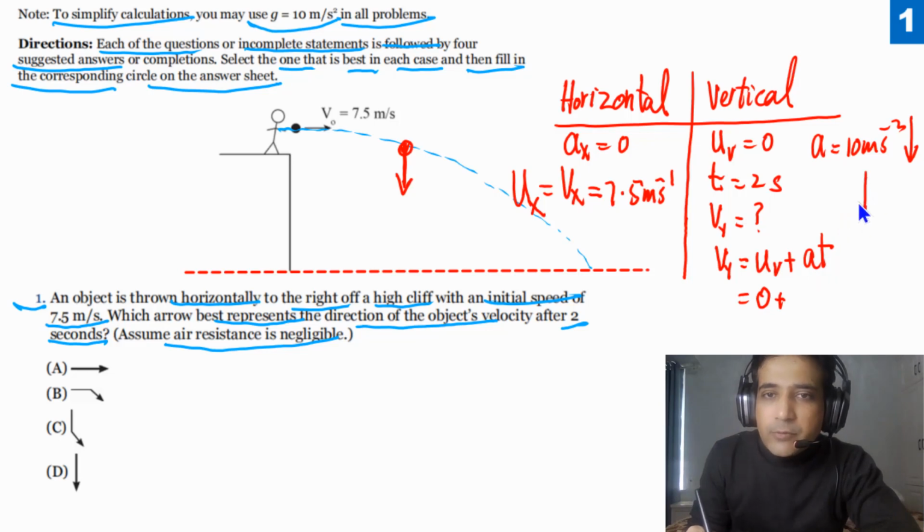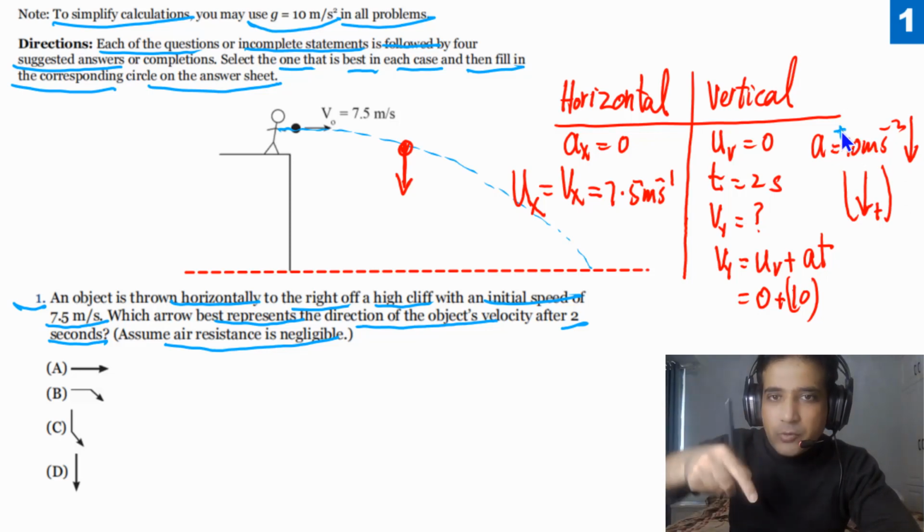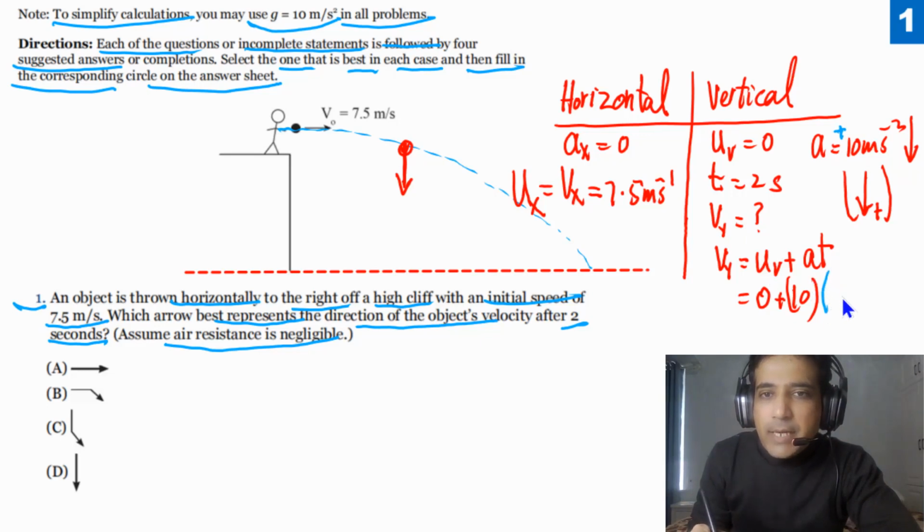So very important, you need to take one direction as positive. So the value of a will be positive because this is down. We can also write one positive sign here. This will be positive because we are taking down as positive. And time, we have 2 seconds. So it means the final vertical velocity is 20 meters per second, and this is vertically down.